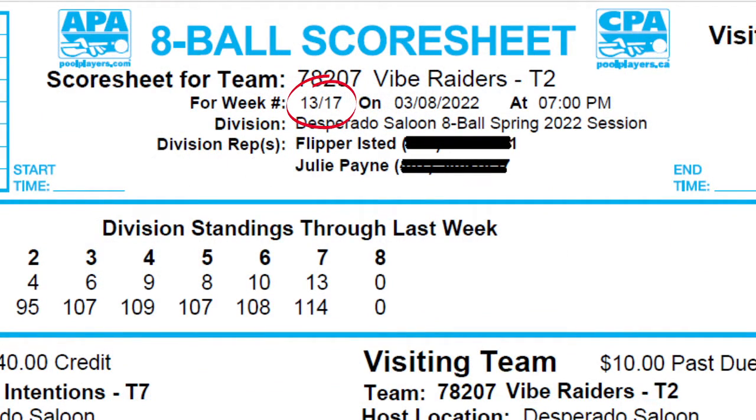At the top, a lot of times, especially this time of year, people ask me, how many weeks do we have left in the session? So you can look at your score sheet and I can see week 13 of 17. That means that out of the 17 weeks, I am currently playing week 13. So I can figure out how many weeks I have left in the session, especially if I'm trying to get matches in. It's also going to list out your division reps. So the division rep and their phone number is going to be listed at the top of your score sheet, so you have access to call them if you ever need to.